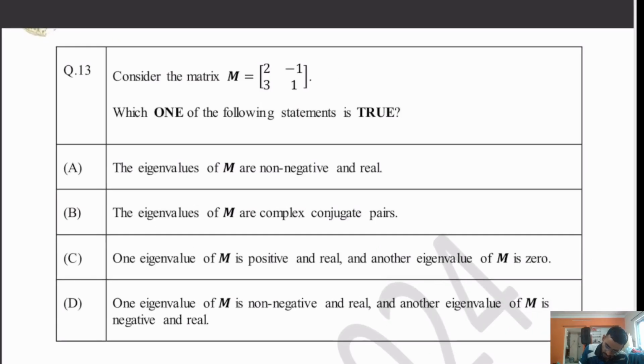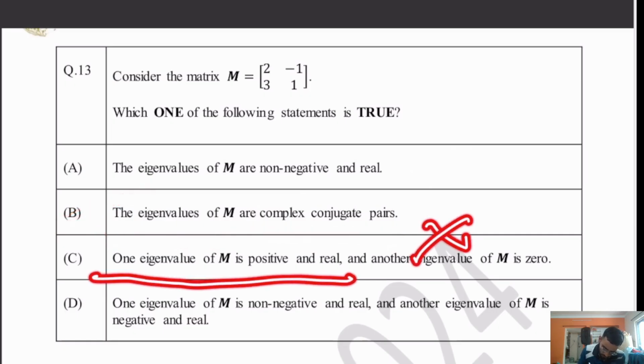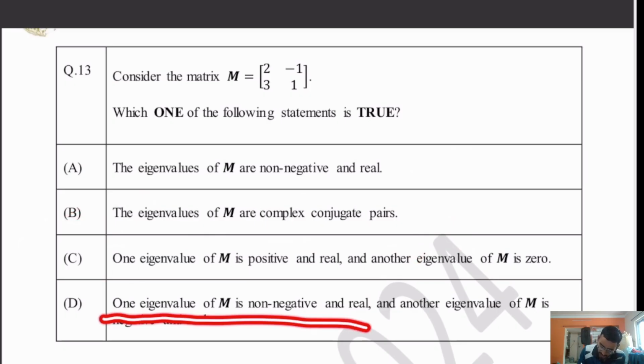So the eigenvalues of M are non-negative and real: this is wrong. The eigenvalues of M are complex conjugate pairs: this is correct. One eigenvalue of M is positive and real: this is also wrong. One eigenvalue of M is non-negative and real: this is also wrong. So the correct option is B.